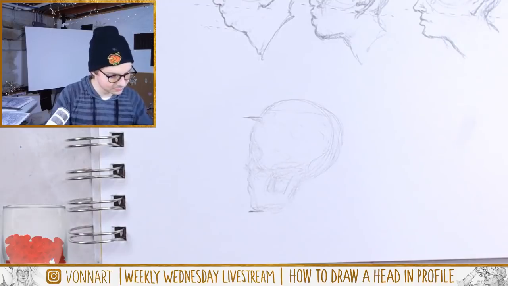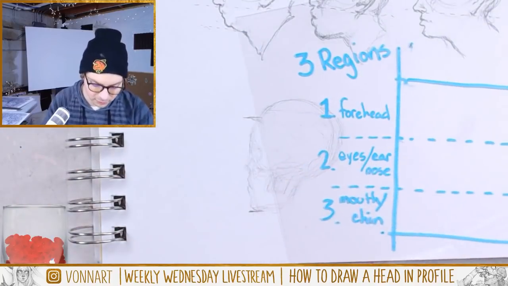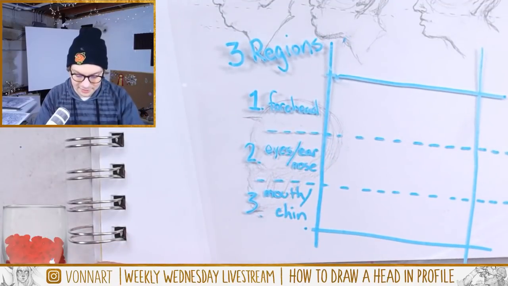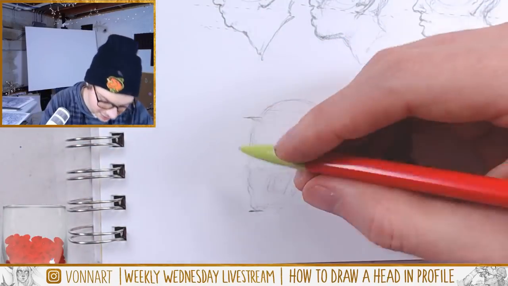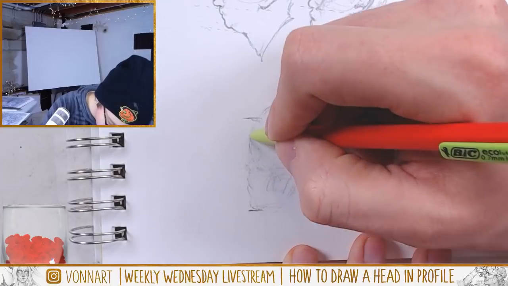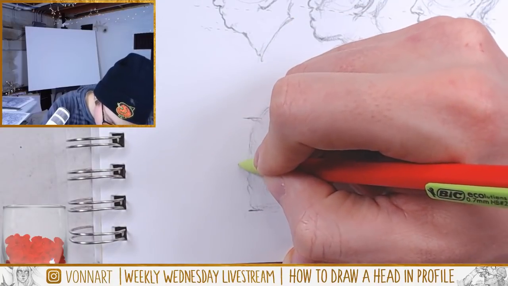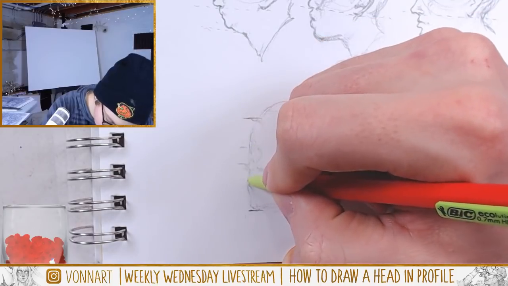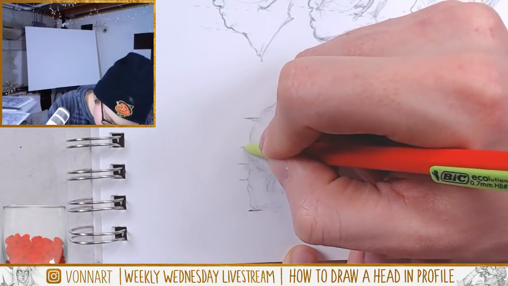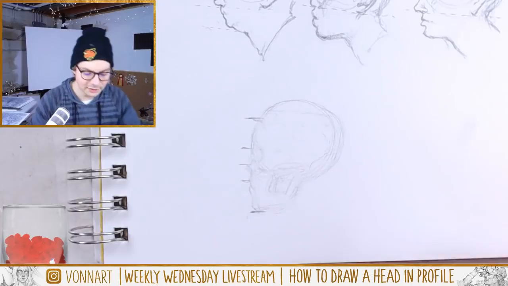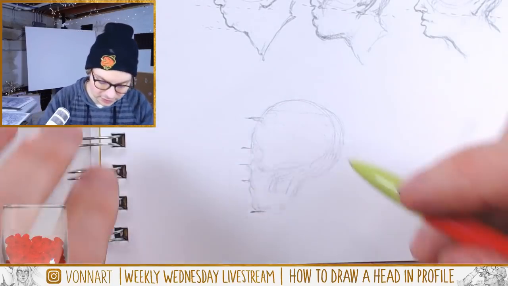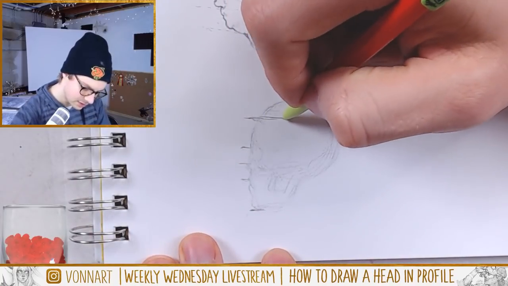Where's my Mylar? Which are the forehead, ears, the eye and nose line, and then the mouth line, or the region, I should say. So looking at this, about halfway would be here, which would mean the regions would be about here. Now you should be pretty good at eyeing it. If you want, you can pull out a ruler and you can do this more accurately.